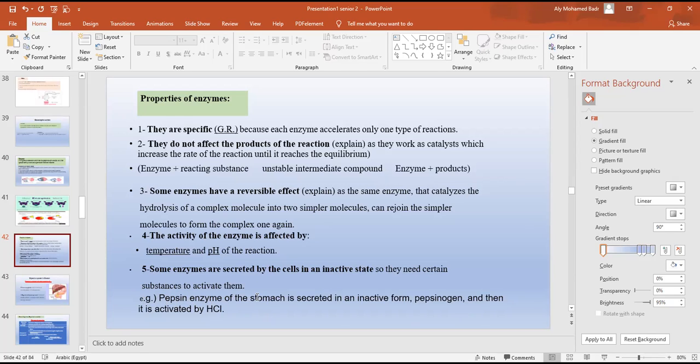Why does this happen? So that this enzyme catalyzes the hydrolysis of protein and breaks down protein. Our stomach is formed of muscles, and the muscles are formed of protein. So they are secreted in inactive form so that they cannot hydrolyze the stomach wall.